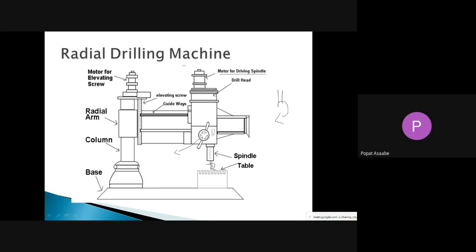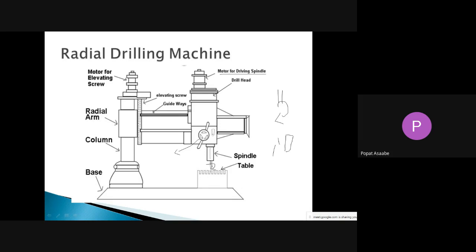When we rotate this hand wheel in the clockwise direction, the drill head uses a rack and pinion mechanism. The function of that rack and pinion mechanism is to convert the rotary motion of the hand wheel into reciprocating motion, so that the spindle along with the drill moves upward or downward with the rotation of the hand wheel.